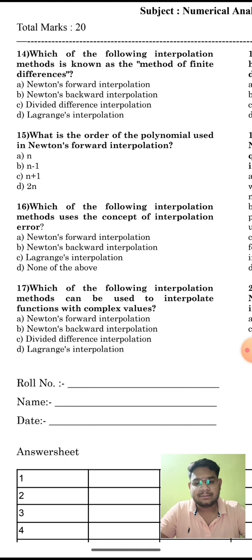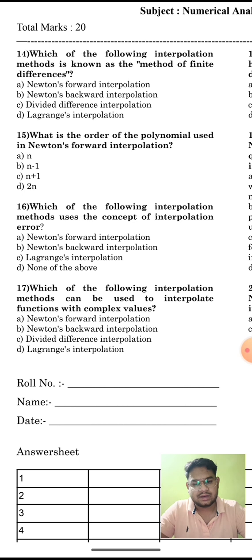Question 16. Which of the following interpolation methods uses the concept of interpolation error? Option A. Newton's forward interpolation. Option B. Newton's backward interpolation. Option C. Lagrange's interpolation. Option D. None of the above. The correct answer is Lagrange's interpolation.